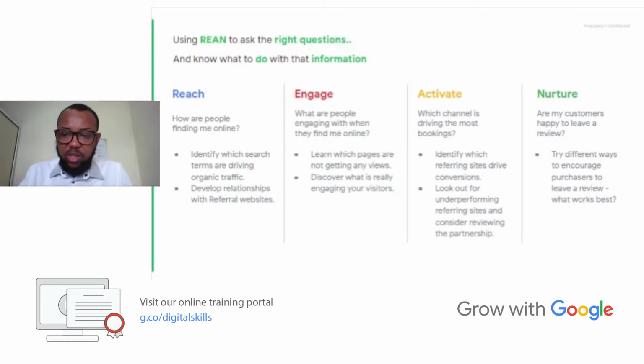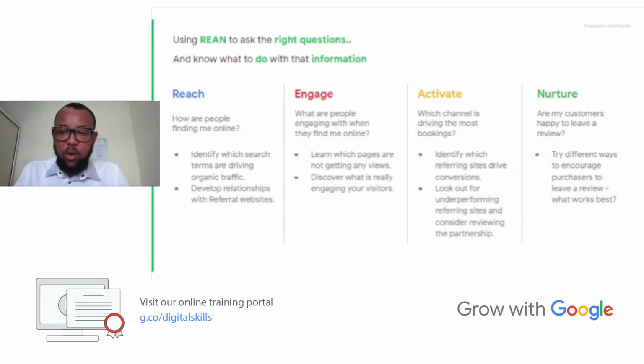Now let's start with reach. How are people finding you online? Here you need to identify the search terms that are driving the organic traffic to your website. Two, look to improve links from your social media platform. Develop relationships with referral websites to drive more traffic to your site. These are the things you need to put in place.